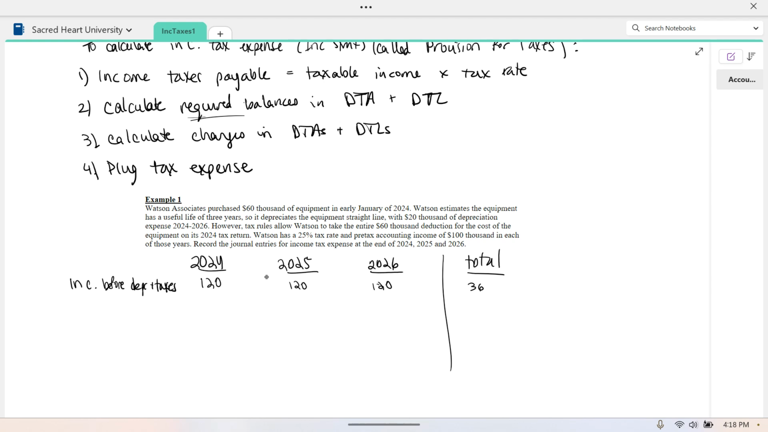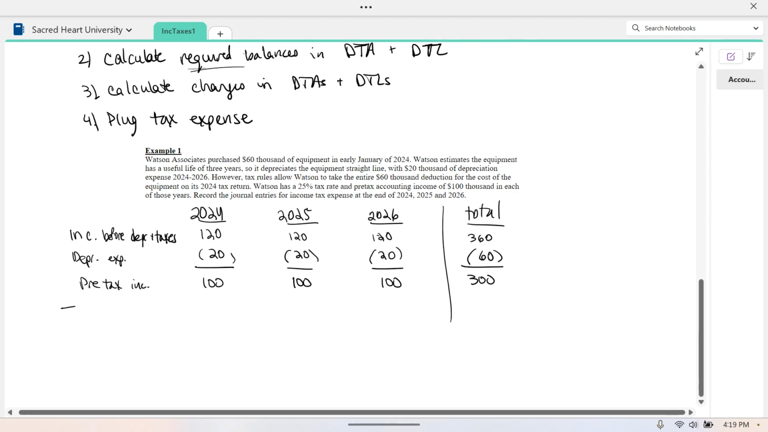This would be a total of $360,000. Depreciation expense, $20,000 each year. And then the difference here would be pre-tax income of $100,000 each year. What would we see on the tax return?